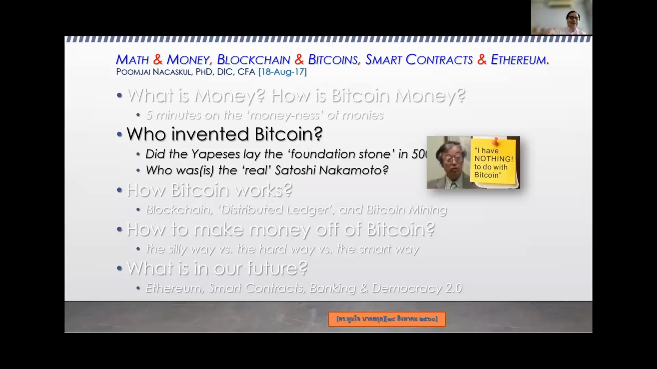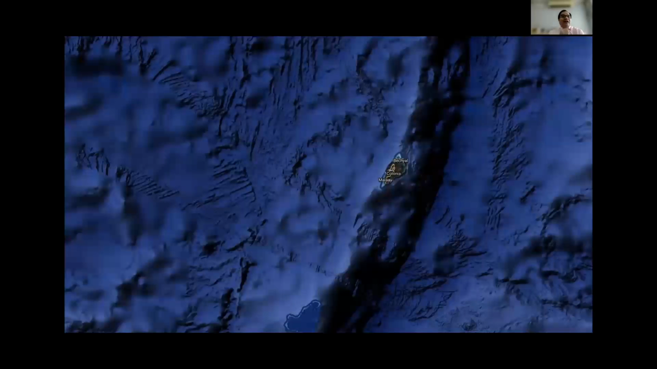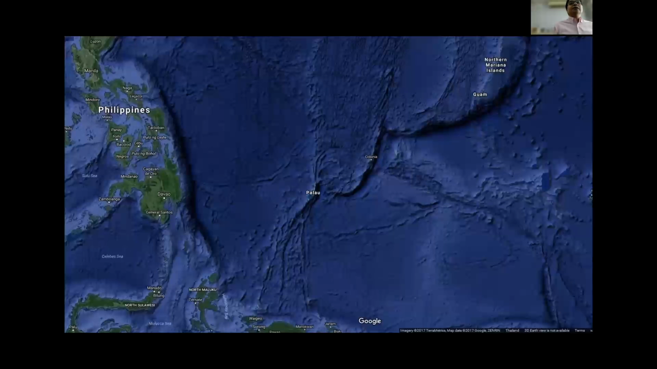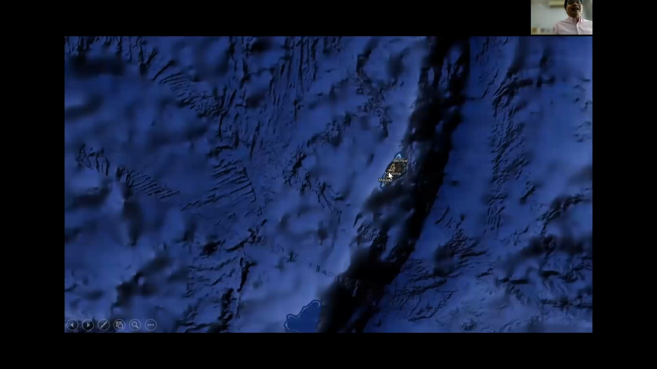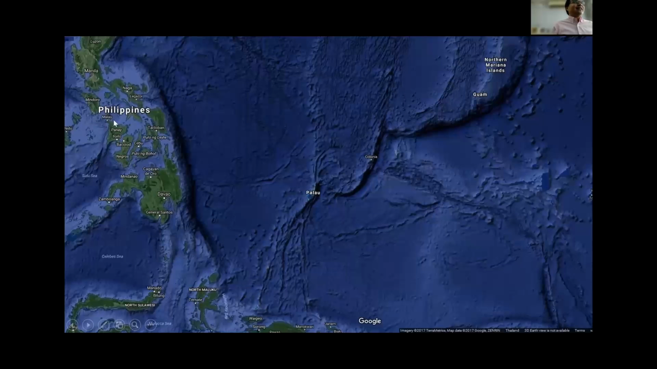Now, let's talk about the Yappies first. This is where the Yappies live. Do you see the little island here? I think they live somewhere here. Okay, let's zoom out a little bit. That's a really tiny area. When I zoom out, it's here. Yeah, that's the Philippines. So now you know where we are. Those are the Yappies.